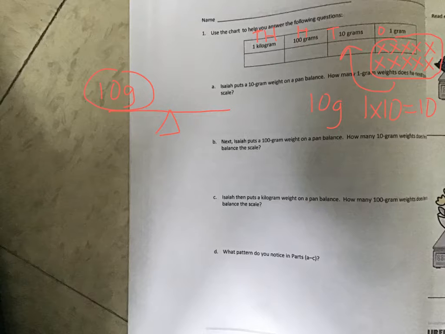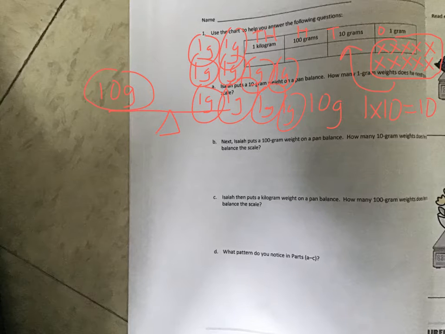And so what you would do is draw 10 of these on this side of the scale. You'd have to draw, and these have to be small because there's 10 of them. But to balance the scale, you would need 10 of these on that side, because 10 times 1 is 10. So that's kind of how you're going to use the place value chart, as well as some multiplication, maybe even some division, to solve these problems.